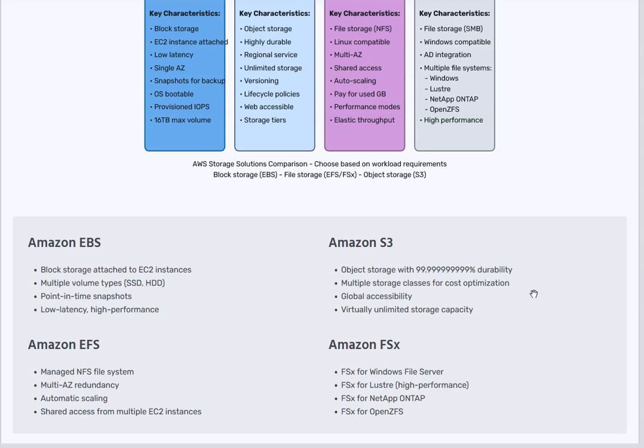Then we go to Amazon S3. It's a cheap storage service with lifecycle. Object storage with how many nines? I think it's 11 nines, 99.999999999, durability. Multiple storage classes for cost optimization.